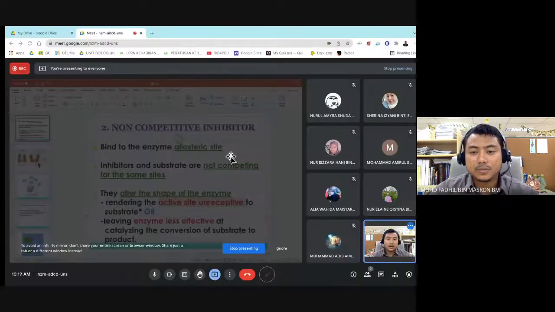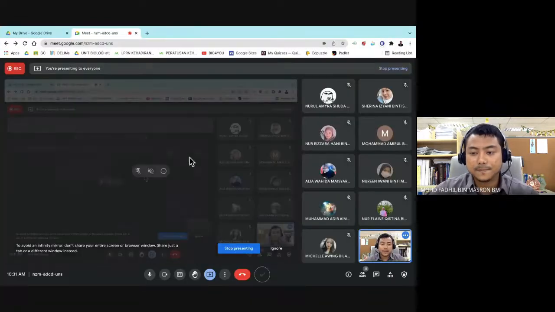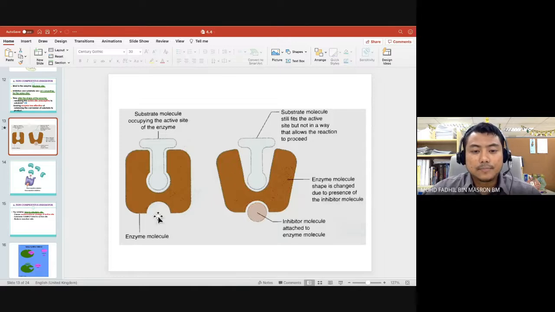Okay, ada nak cuba masuk ke? Okay. So this is the enzyme.